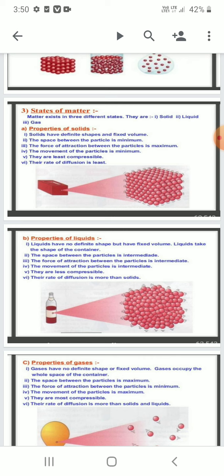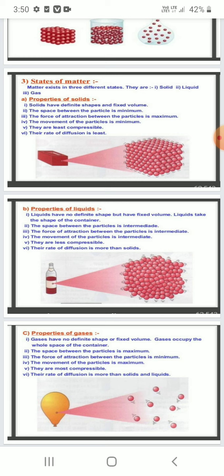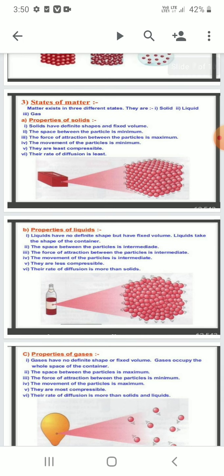The force of attraction between the particles is maximum. Just now I gave you the example of the iron nail. Their force of attraction is more. That is why it is very difficult to break. Force of attraction between the particles is maximum in solids. Then the movement of the particles is minimum. Since force of attraction is more, you can expect the movement of particles will be minimum only. It is minimum because force of attraction is maximum. If it is maximum, then the movement of particles is definitely minimum.